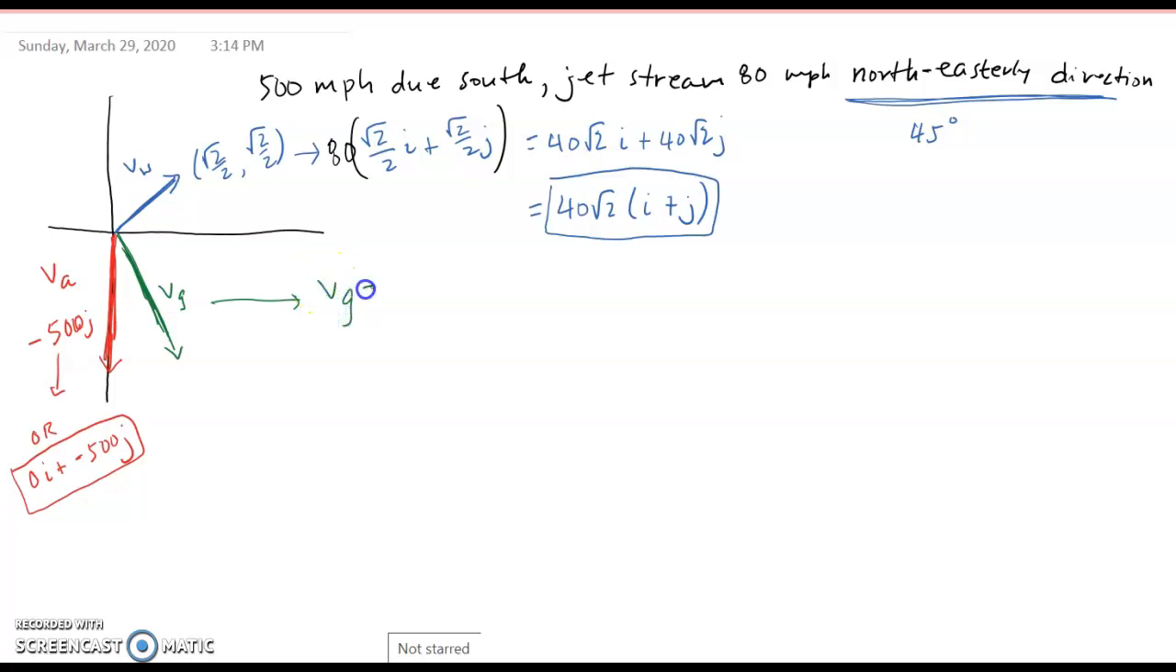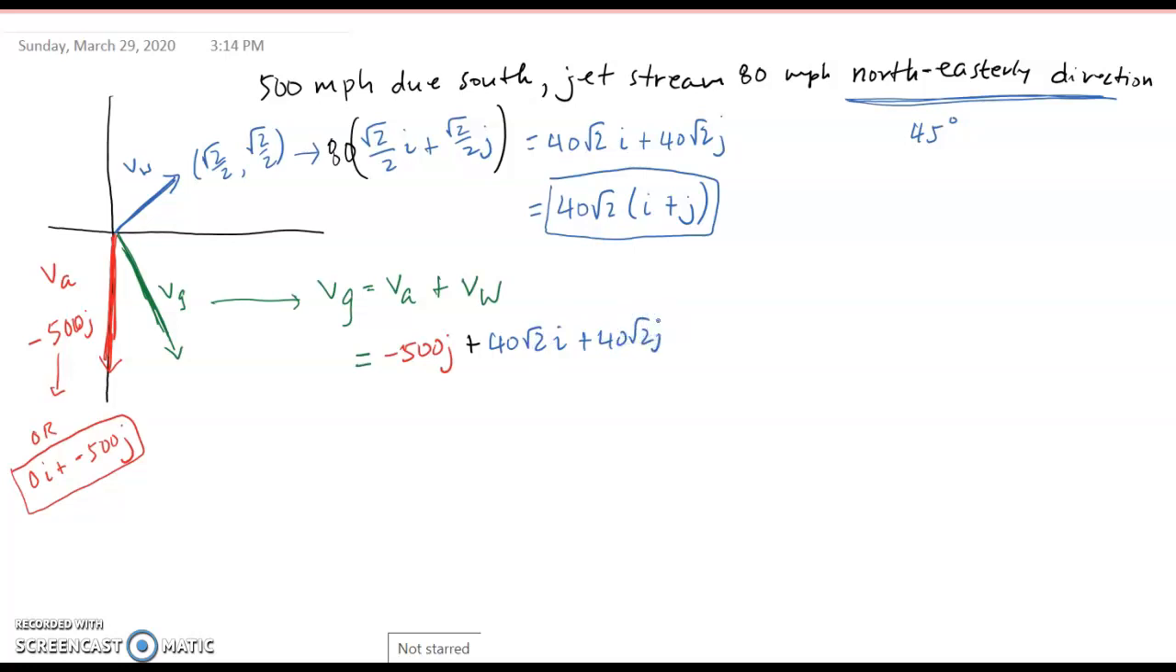all right, this vector, we said, is the result of adding v sub a and v sub w, right? You're going to add the vectors of the airplane and the vector of the jet stream, okay? So we know that v sub a is, now if you want to use just negative 500j, you can, all right? I'll color code it here, negative 500j plus we said v sub w was 40 root 2 i plus 40 root 2 j.